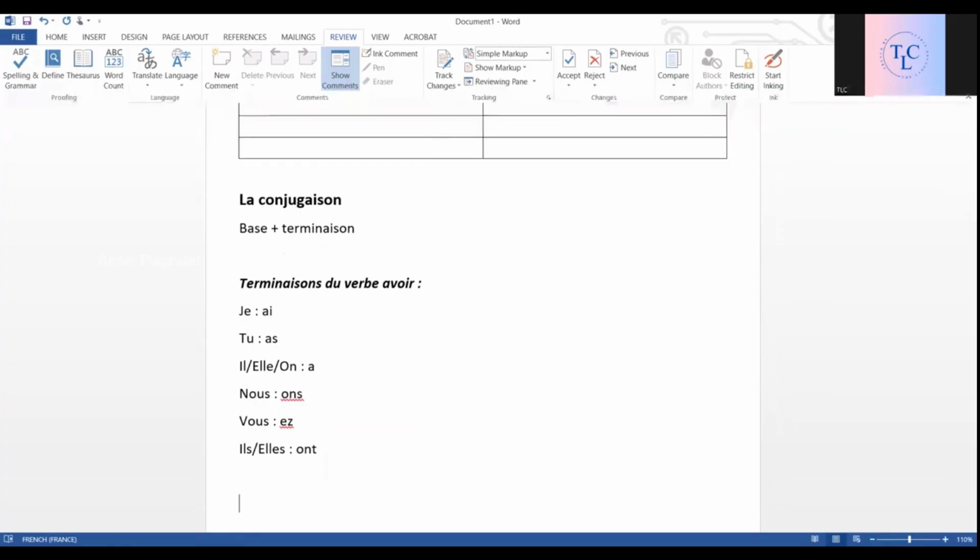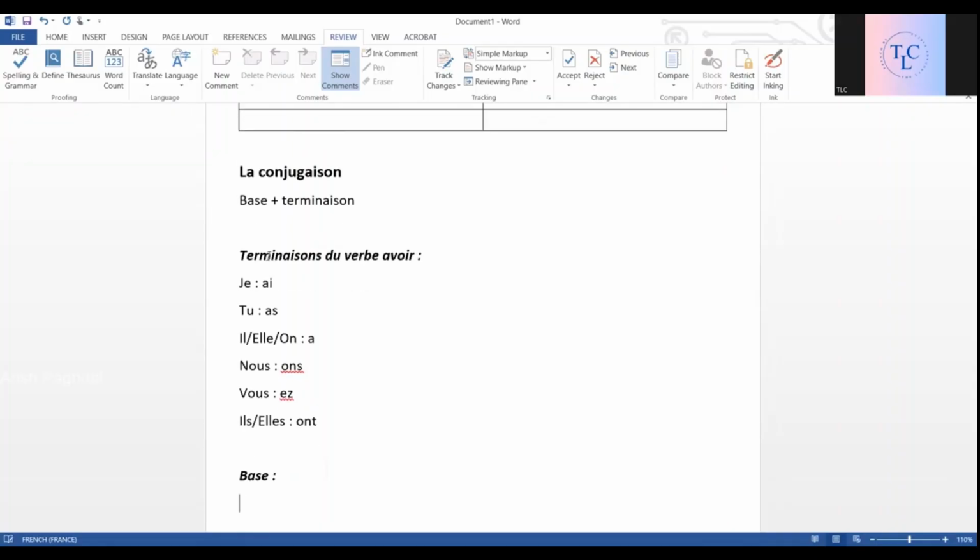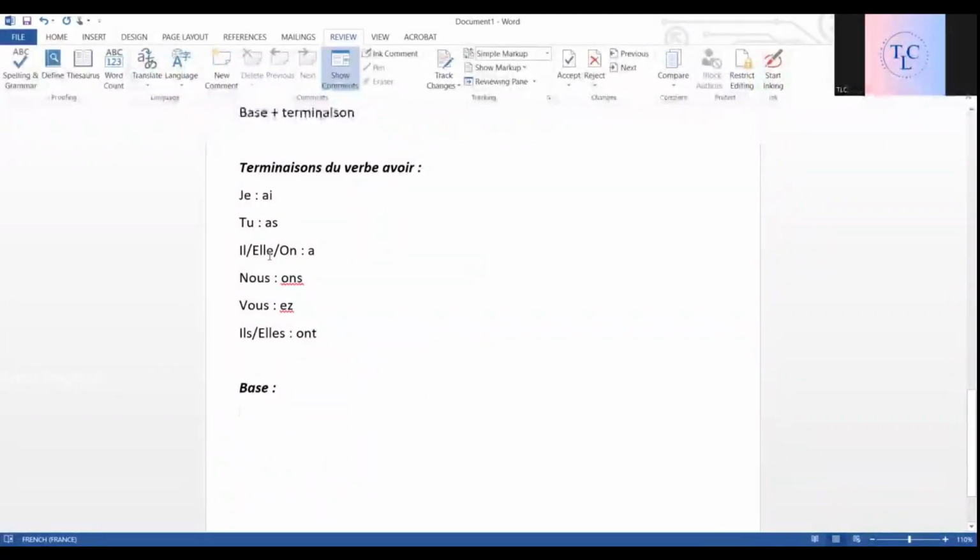So our focus shifts to the base, which is different for all the verbs. But not very difficult to remember because for most of the verbs, ER and IR ending verbs, the entire verb à l'infinitif is the base. No change. We don't remove anything. We take the verb and we add the endings. Let's take an example.